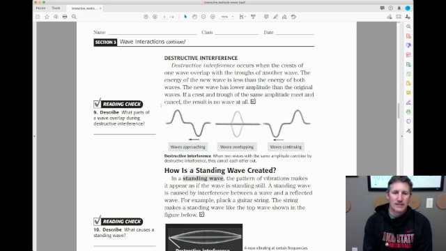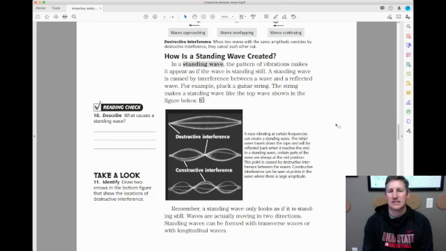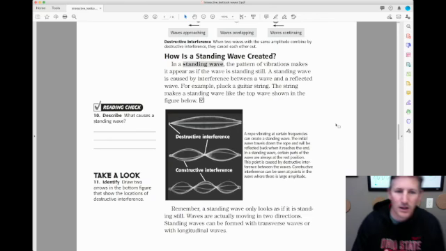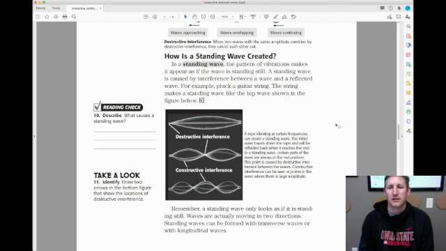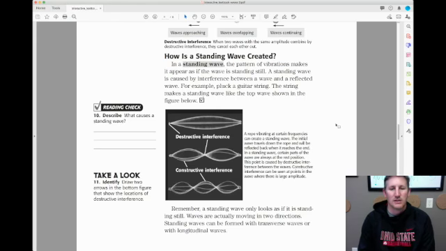The last thing I want to talk about here is what a standing wave is, or how standing waves are created. In a standing wave, the patterns or vibrations make it appear as if the wave is standing still. A standing wave is caused by interference between a wave and a reflected wave. For example, if you pluck a guitar string, the string makes a standing wave like the top wave shown in the figure below. So if we have constructive interference here, you can see that the waves are getting bigger, and then you have a destructive, which would cancel it out. It just looks like the string is going back and forth and back and forth.